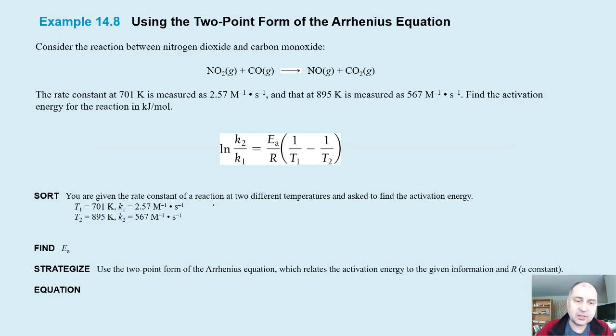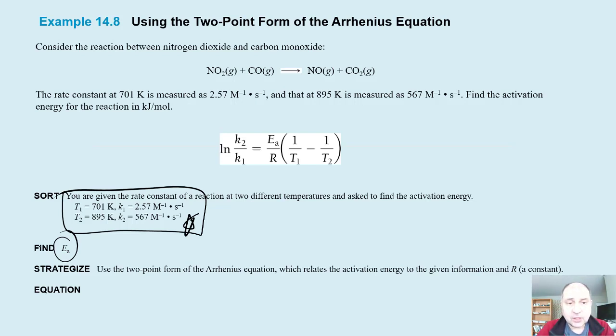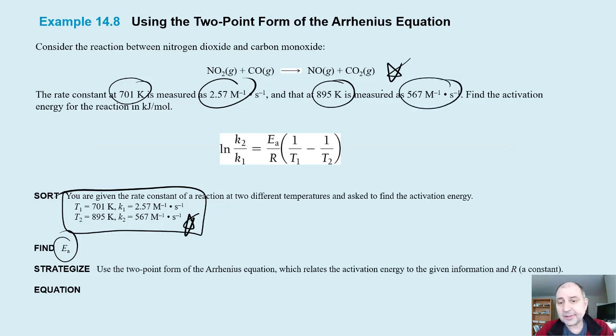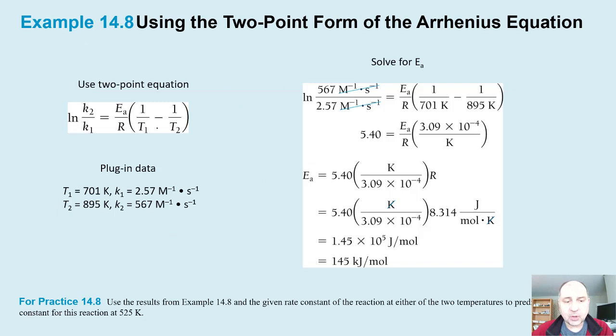The 2-point equation has K1 over K2 and T1. So what you need is this equation, which I will give you, and 2 data points, right? You need the rate constant at a temperature A, and the rate constant at a temperature B. As long as I provide you with that, you can solve algebraically for the energy of activation. The example given here is: consider the reaction between nitrogen dioxide and carbon monoxide. Reaction provided. The rate constant at 701 K is this, and the rate constant at a higher temperature is higher. That should tell you we are going to use the 2-point equation. We have 2 data sets. Find the activation energy.